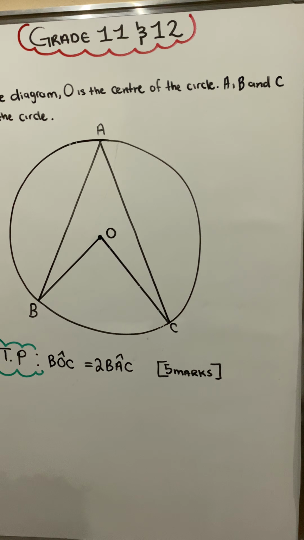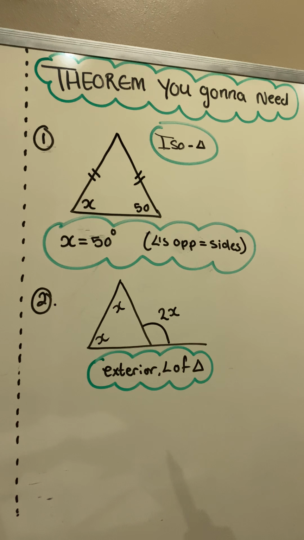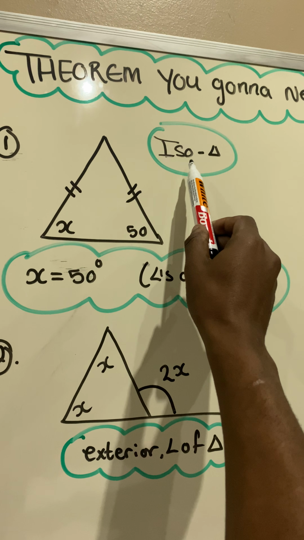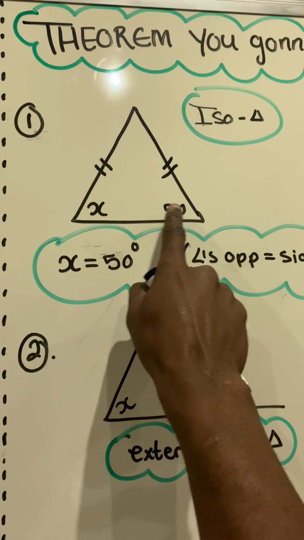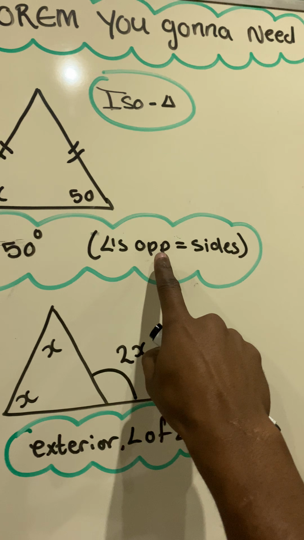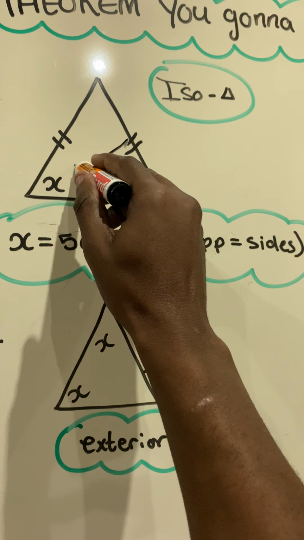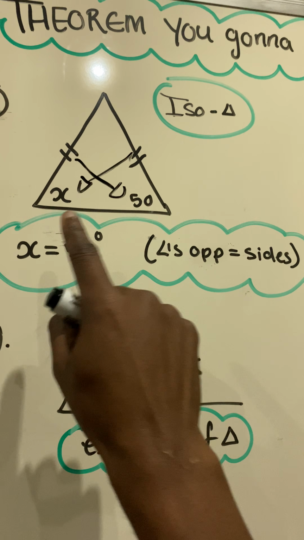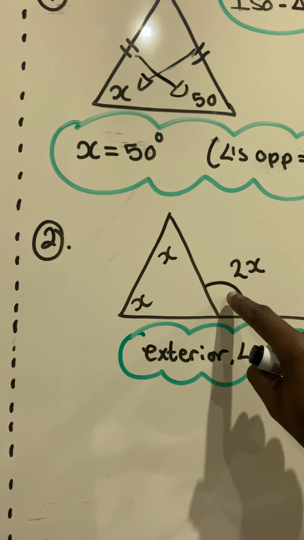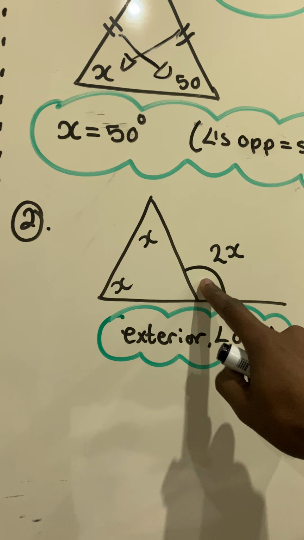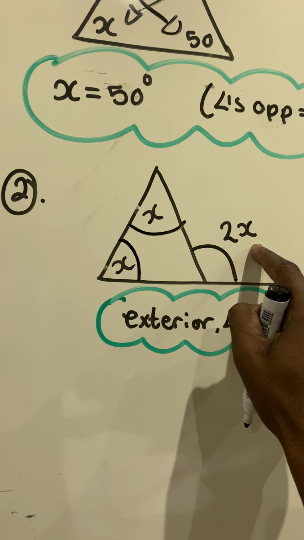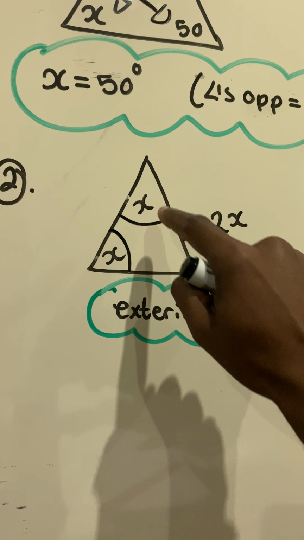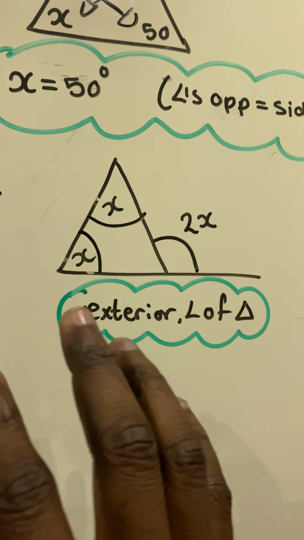In order for you to prove it, you're going to need 2 theorems. The first theorem is the isosceles triangle property: if these two sides are equal, then the base angles will also be equal. The reason is angles opposite equal sides. And the second, the exterior angle of a triangle is equal to the sum of the 2 opposite interior angles. So if these two are x and x, the one on the outside will be 2x. I think that's all you need.